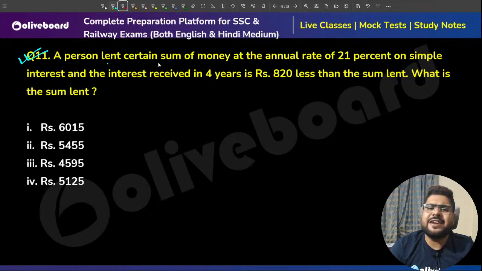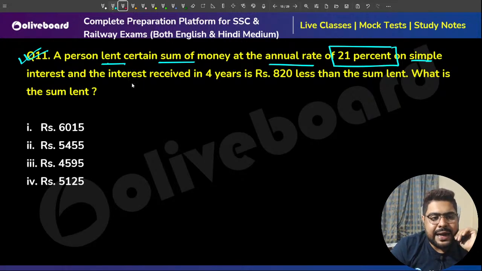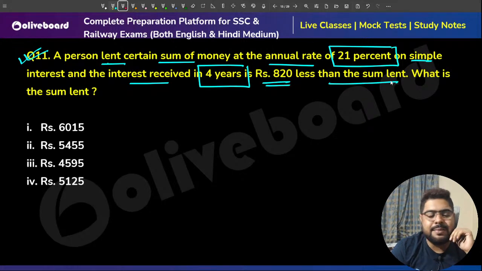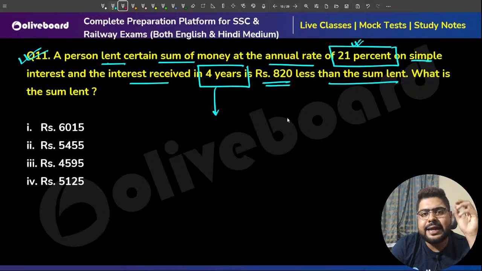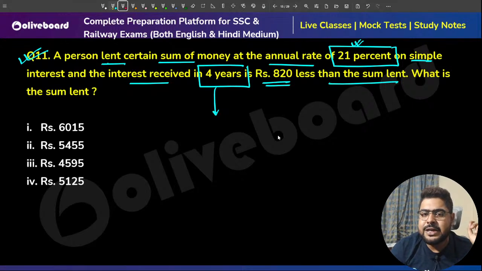Achha, simple, very simple, sir. A person lent a certain sum of money at 21% simple interest annual, and the interest received 4 years after is 820 less than the sum lent. It is very simple, sir. 4 years, per year he is getting 21% interest. Again, we will take the percentage approach. I have just uploaded one video on this.